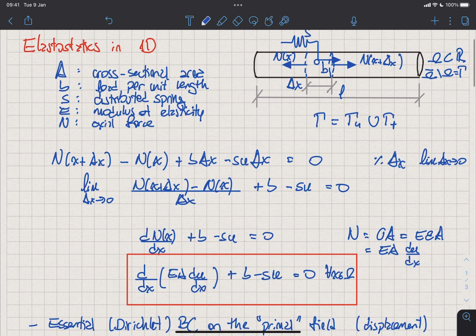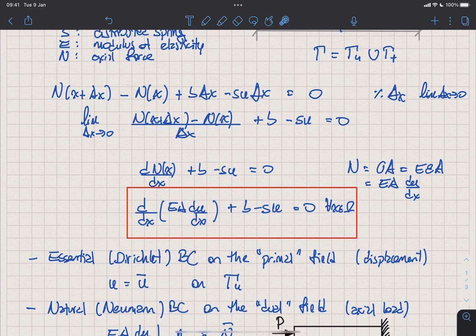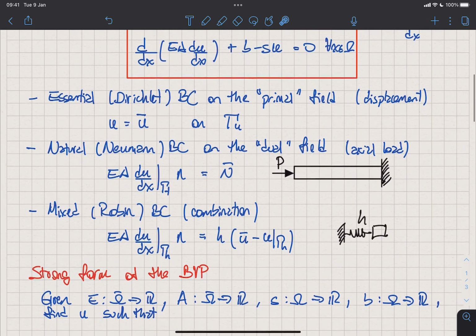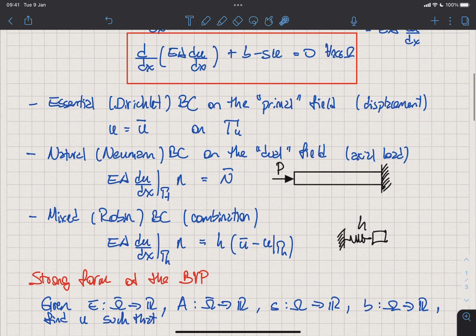And we started by setting up the equilibrium equation. And then once we did that, we said the boundary value problem is actually the partial differential equation. In this case, it's an ordinary differential equation plus the boundary conditions. And we talked about the types of boundary conditions that you can have for this problem. You can have essential boundary conditions, or the Dirichlet type. That's a mathematical term that is used on the primal field. So the displacement in this case is a primal field.